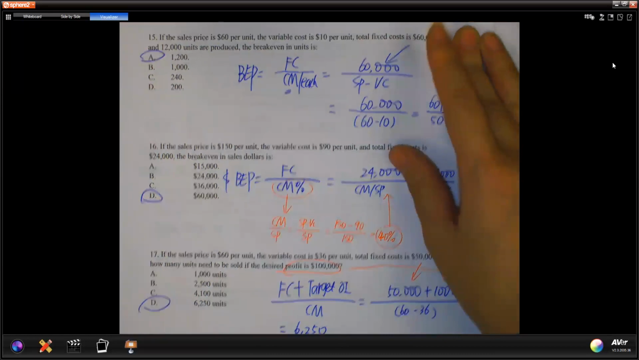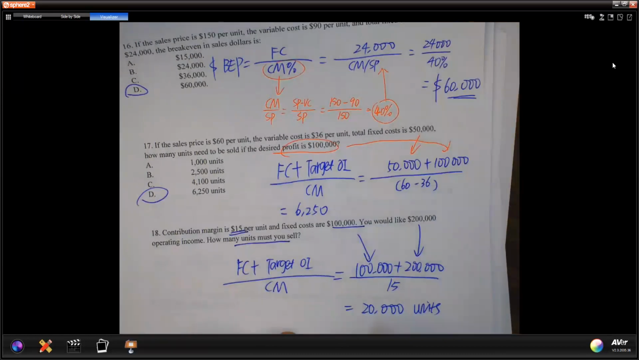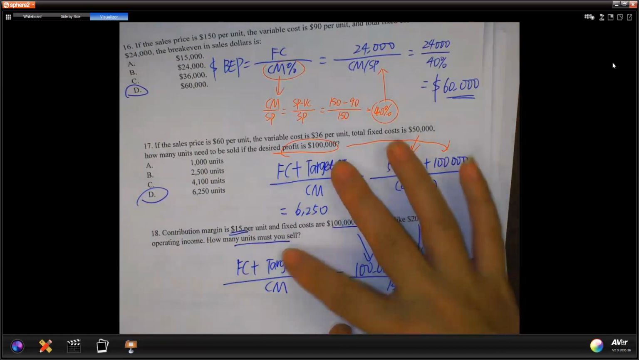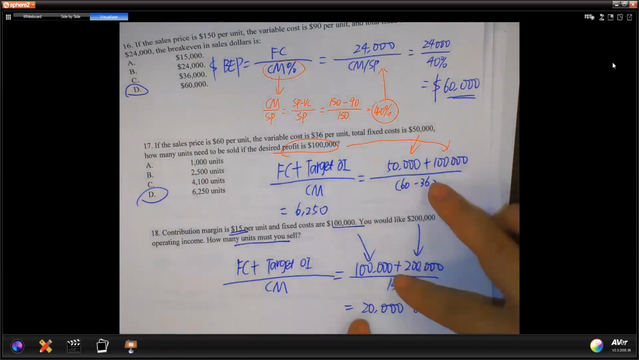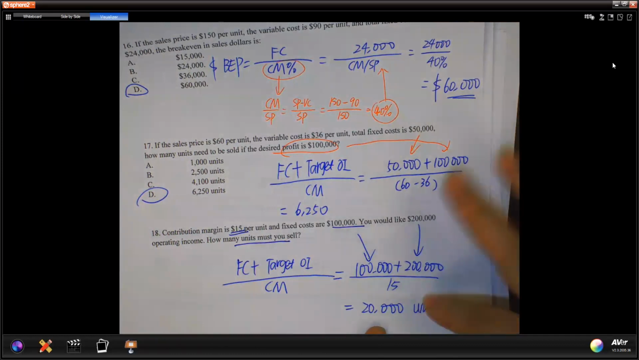Okay, now 17 and 18, they talk about something similar, where you want to earn some targeted income. So I just put it there. I'm not going to say too much. It's just a calculation. I trust you. You will get the numbers.